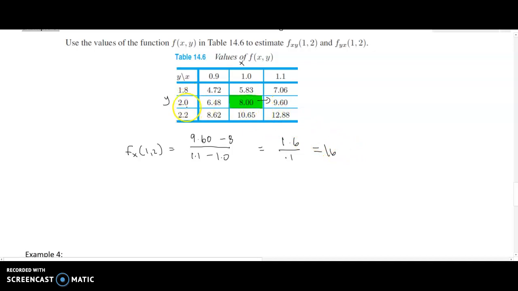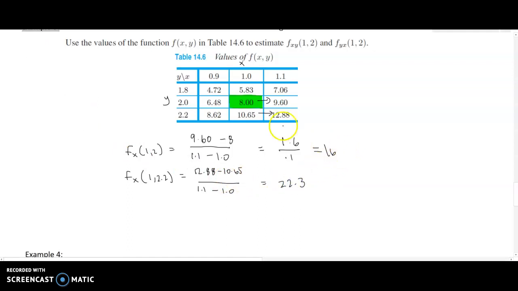Okay, so now to estimate the change of how that slope of 16 changes for a small change in y, well, I can create a small change in y by going from 2 to 2.2 and asking that same question. So how does f sub x at the point 1 for x, comma 2.2 for y change? Well, here my z value goes from 10.65 to 12.88. And again, my x value goes from 1 to 1.1. So I'm still looking at the same slope, at the same value of x, but I'm increasing y by a little bit. That comes out to about 22.3.